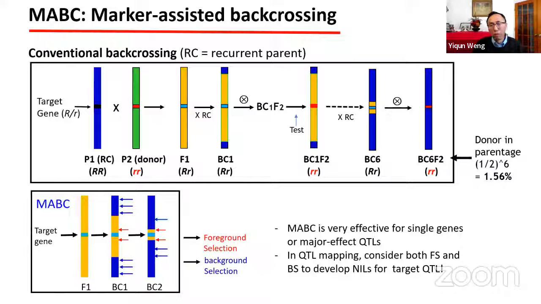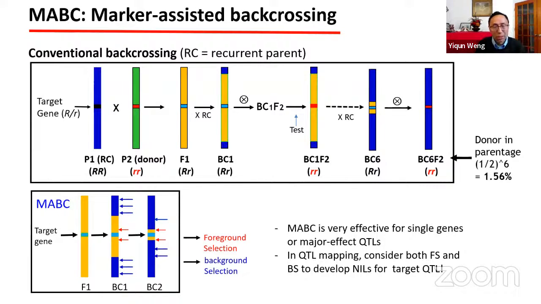For this, it typically depends on the traits, single gene. If it's recessive, if you want to select the trait, you have to self-cross at each backcross generation. So it takes many years, 5-6 years to achieve this goal. But in marker selection backcrossing, it becomes much more straightforward.